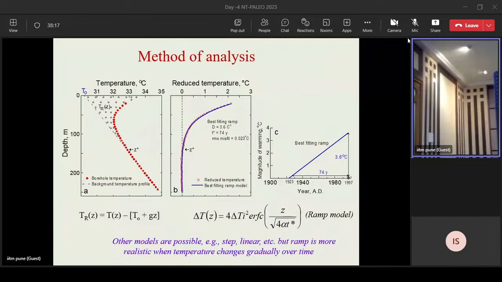So temperature with depth scale is the same, but those are the reduced temperatures. Those are the actual observed temperatures. These are the reduced temperatures. Reduced means only these differences.